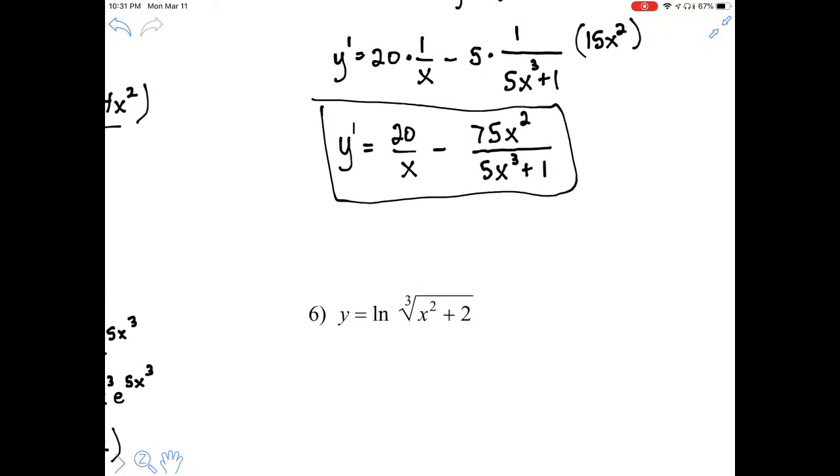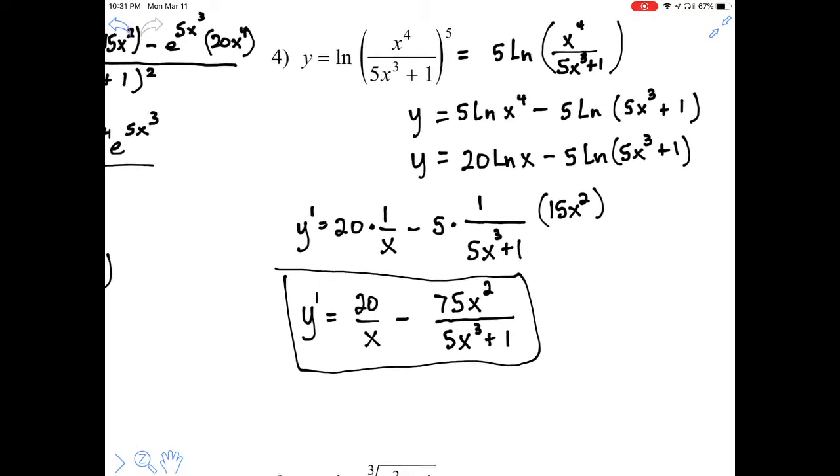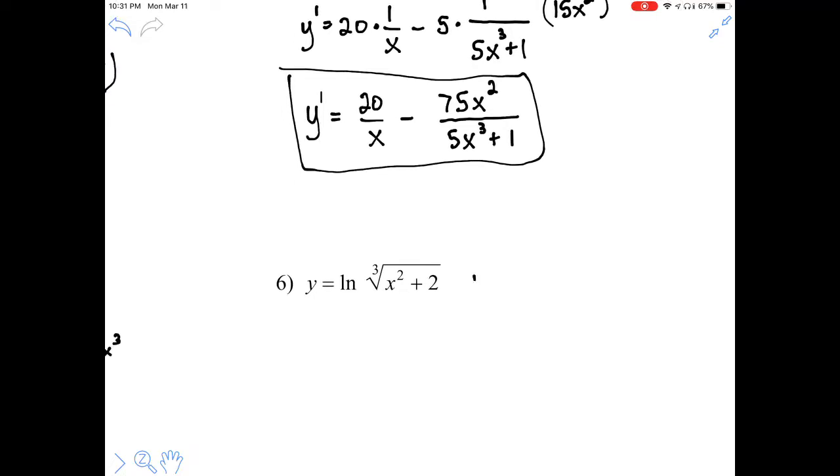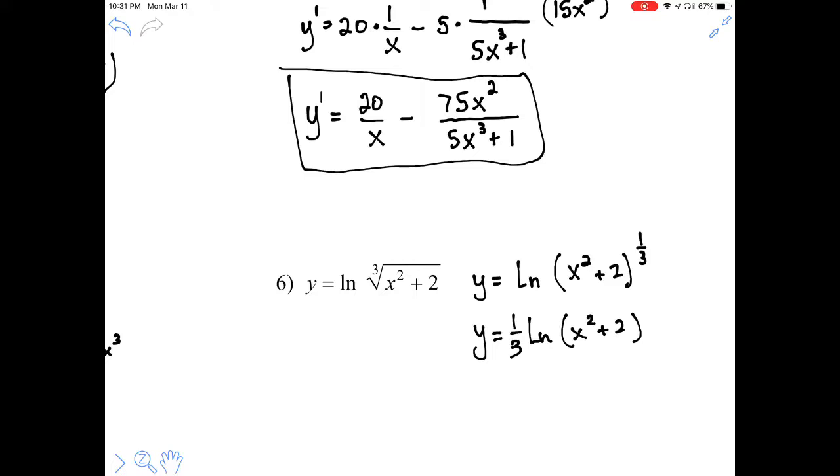For number 6, again, this is like number 4, where we're going to rewrite this a little bit. So first of all, natural log of x squared plus 2 to the power of 1/3. Then I'm going to bring that power of 1/3 down there in front of that logarithm. So I'm going to call this y equals 1/3 times the natural log of x squared plus 2.